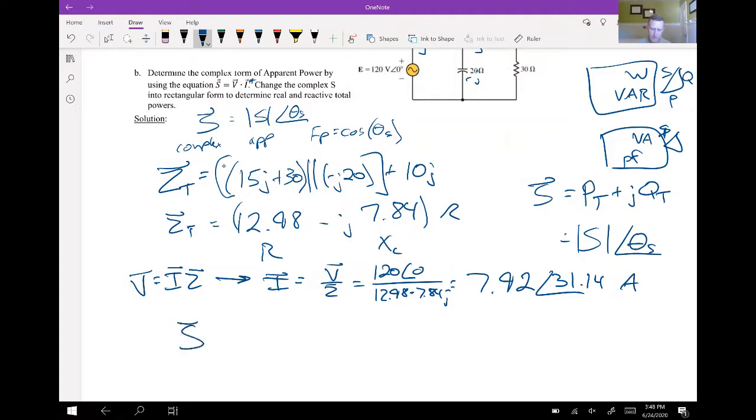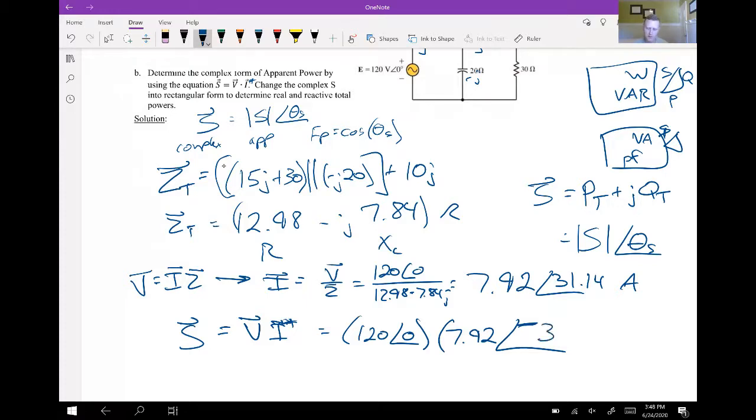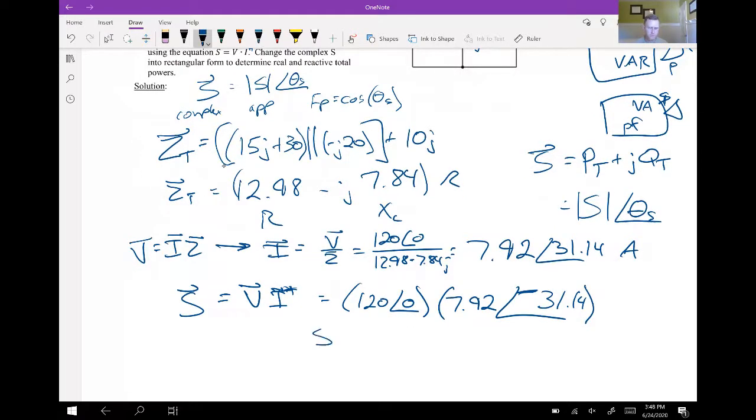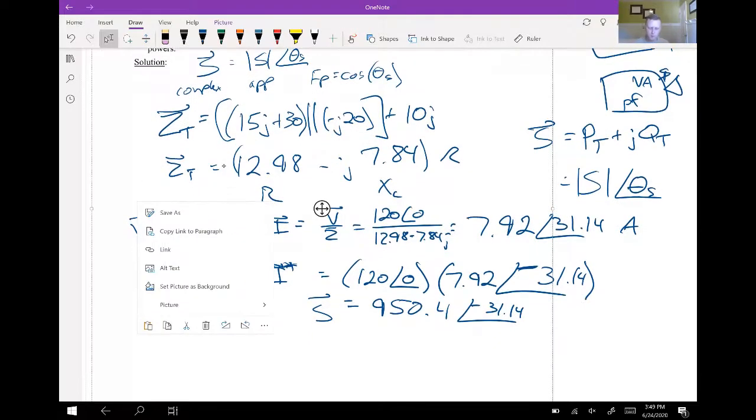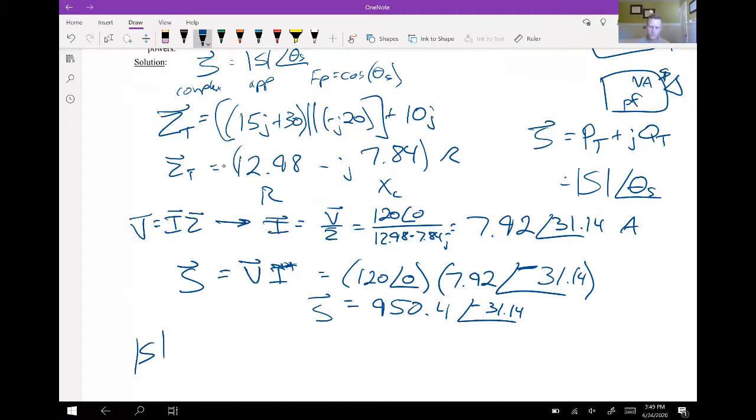The last step, S complex power is V I complex conjugate. V is 120 angle 0. I is 7.92 angle, and here's the only trick, it's a negative because of the complex conjugate, 31.14. Remember that means reflected upon the real axis. S in this case comes out to 950.4 angle negative 31.14. So if I was asked for S total or S apparent power, it's just 950.4 volt amps.